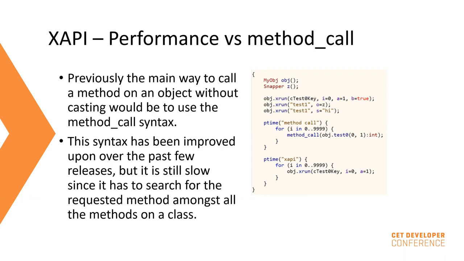So when running the code on the right, doing 10,000 calls to method call and doing 10,000 runs with xrun, and doing that about 5 times each, method call averaged about 50.770 milliseconds per call, whereas XAPI averaged about 16.275 milliseconds. So quite a bit faster to use XAPI over method call.